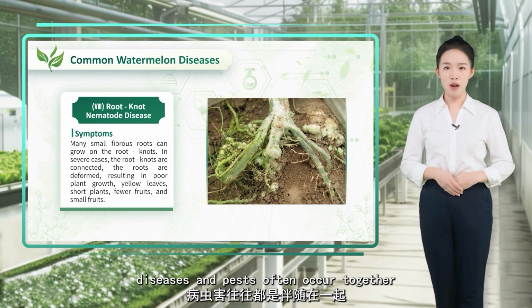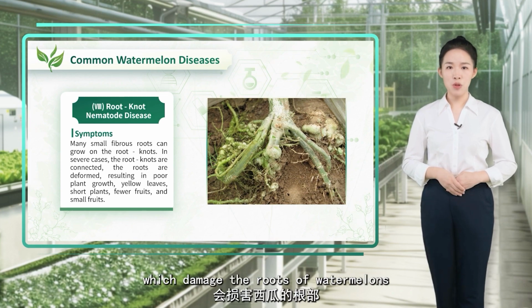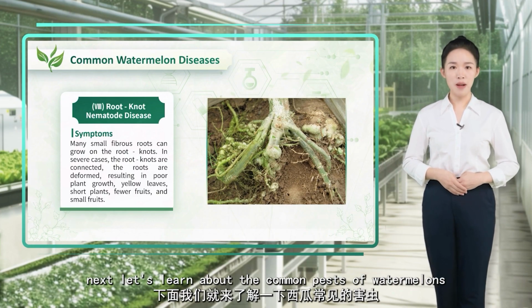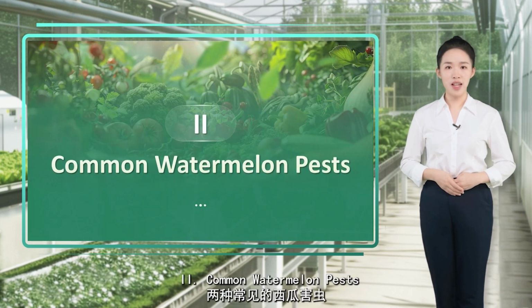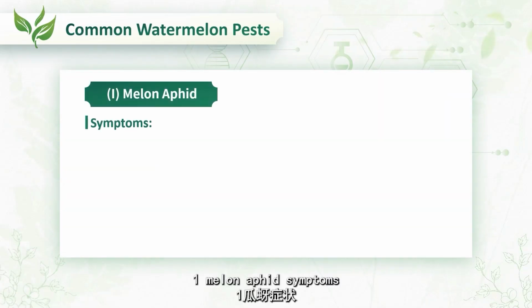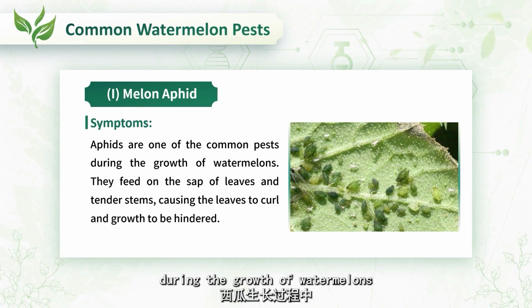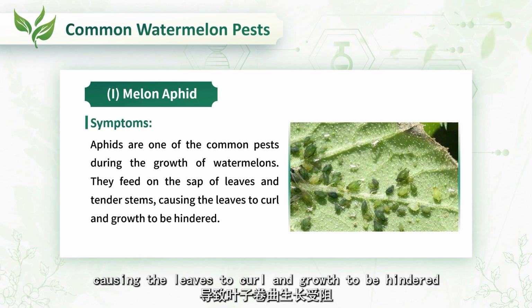Diseases and pests often occur together, especially underground pests, which damage the roots of watermelons, leading to poor growth or even death of watermelons. Next, let's learn about the common pests of watermelons. 2. Common watermelon pests. 1. Melon aphid. Symptoms: aphids are one of the common pests during the growth of watermelons. They feed on the sap of leaves and tender stems, causing the leaves to curl and growth to be hindered.